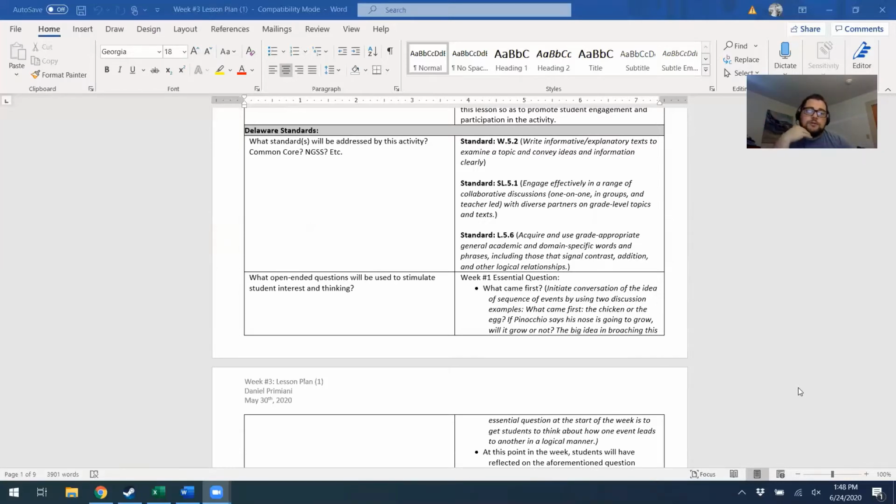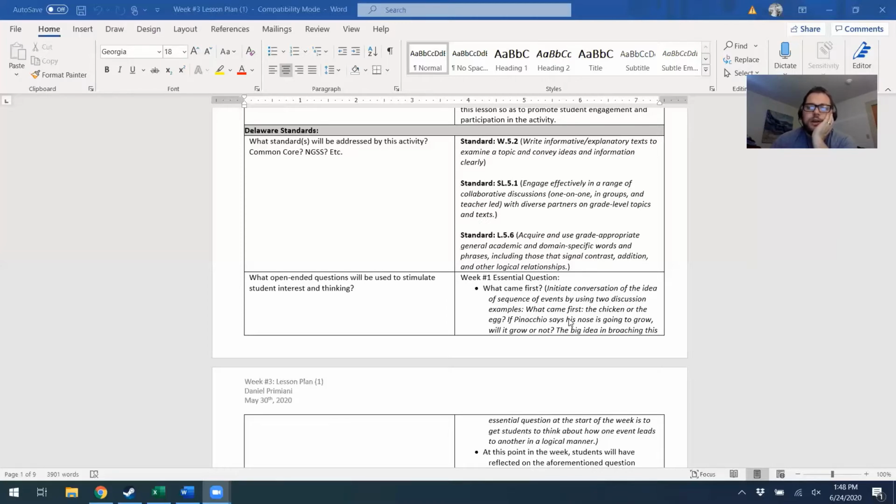Those are standard W.5.2, which is students will write informative and explanatory text to examine a topic and convey ideas and information clearly. Standard SL.5.1: students will engage effectively in a range of collaborative discussions, one-on-one, in groups, and teacher-led, with diverse partners on grade level topics and texts. And standard L.5.6, which is acquire and use grade appropriate general academic and domain-specific words and phrases, including those that signal contrast, addition, and other logical relationships.